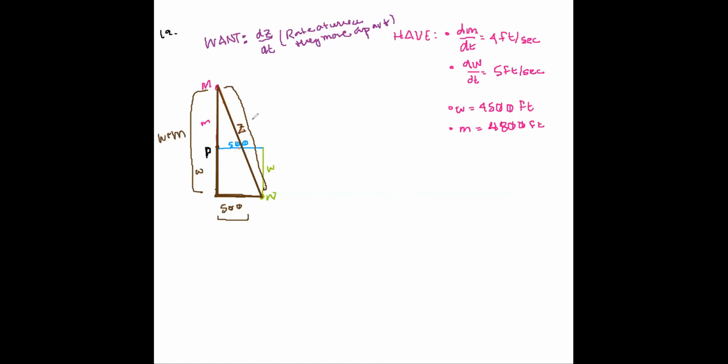So how am I going to relate these? Pythagorean theorem. We are going to end up with z squared is equal to 500 squared plus (m plus w) squared. So then we need to take this derivative. The first thing we're going to do, am I going to substitute this m and w in right here, or am I going to wait?